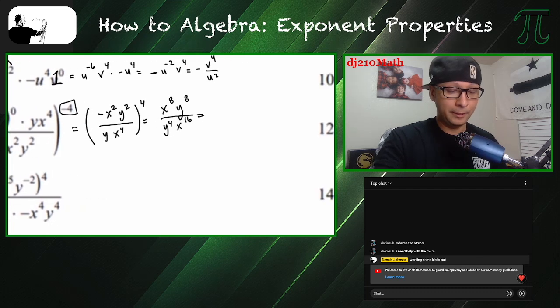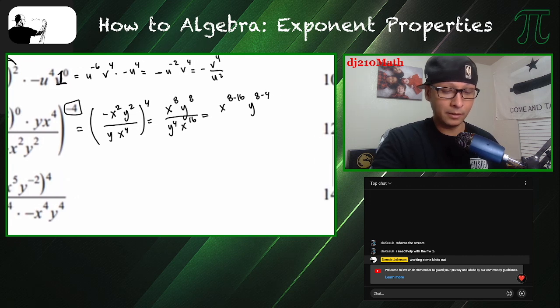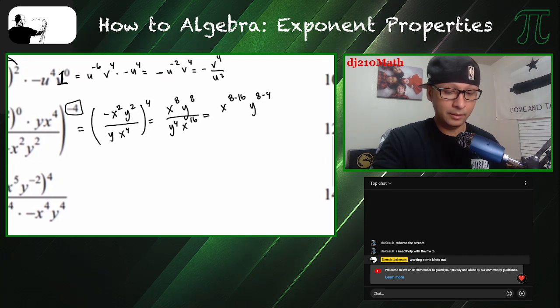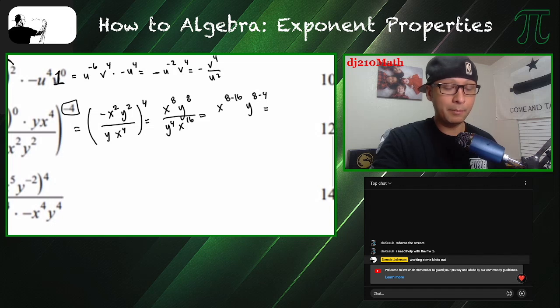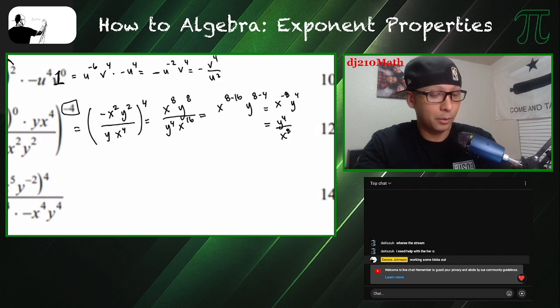So this is going to be x^8 minus 16, y^8 minus 4. And this is going to equal, so 8 minus 16 is -8. So x^-8, and then y to the 4th. Final answer is going to be y to the 4th over x to the 8th, right? Any negative exponent will go to the bottom.